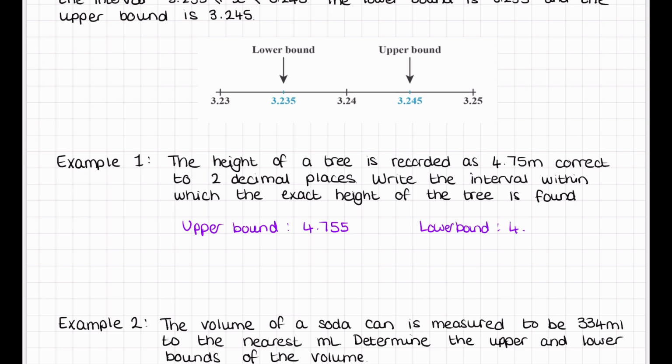Then the lower bound would be 4.7. Now, to round to 5, we have to minus 0.005, because 4.745 is the lowest value that would round to 4.75 to 2 decimal places. So they're the two bounds that this tree could have actually been between. When we write the interval, we put the lower bound, 4.745, less than or equal to, because that does round to 4.75. And then we only go to a less than 4.755, because that includes everything up to 4.755.